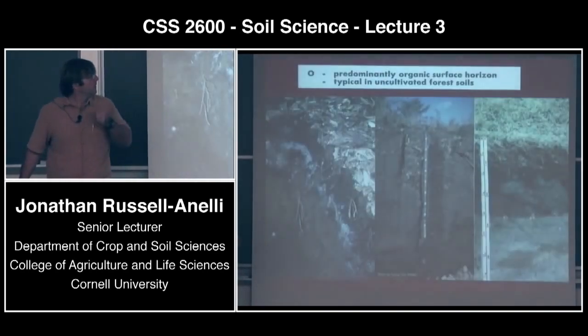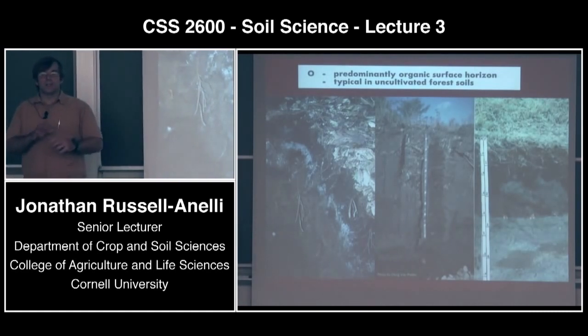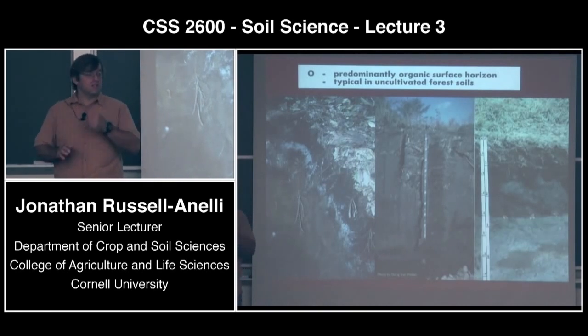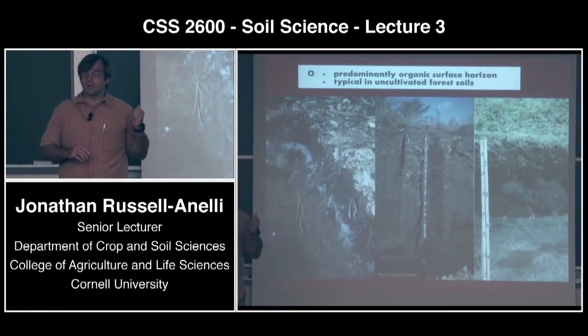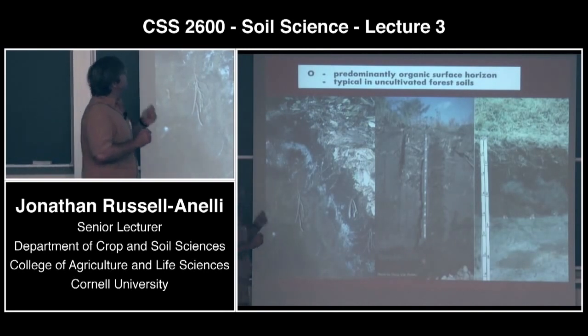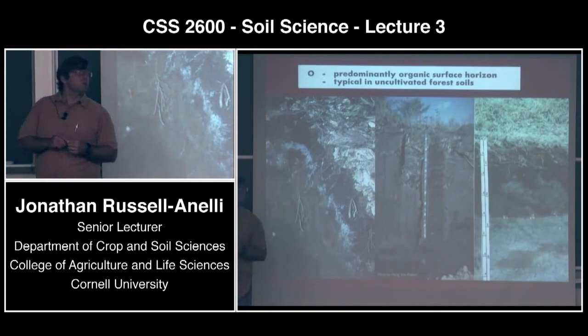Yeah? Okay. So it is the O horizon. It's predominantly organic. It's an organic surface horizon. It is not present in all soils. And when you start getting into agricultural soils, these are pretty much gone. Okay? It's an O for organic. It's typically in uncultivated forest soils, but you'll also see them in other types of soils. Certainly you'll see them in wetland soils.